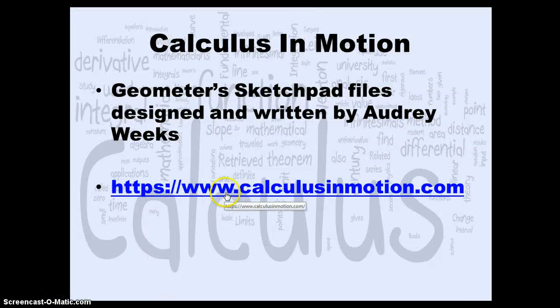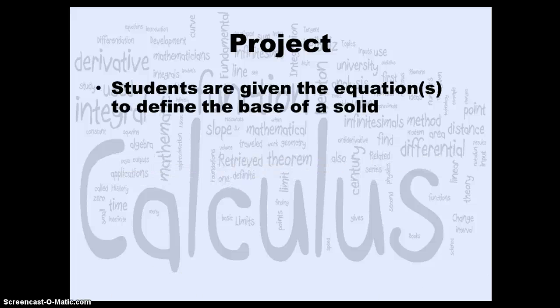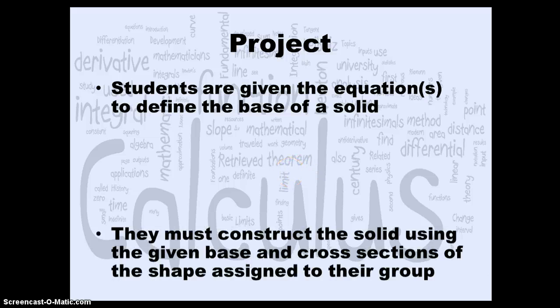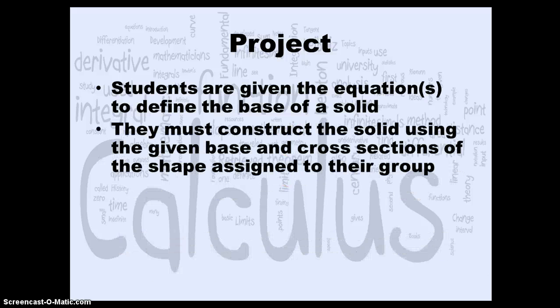Okay, so that's how I pretty much introduce this and show them how to find the volume. And then I hand out the project assignment to them. I give them some equations to define the base of a solid, maybe a circle, maybe some other shape. And then their job is to construct that solid using the base they're given, and each of the groups is going to be assigned a different cross-sectional shape. Some of them get squares, some of them get rectangles, some of them get equilateral triangles.